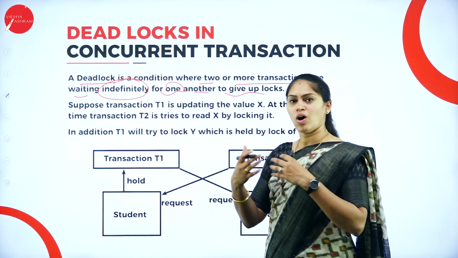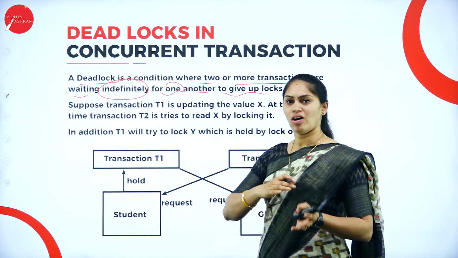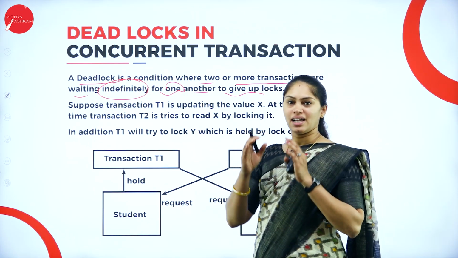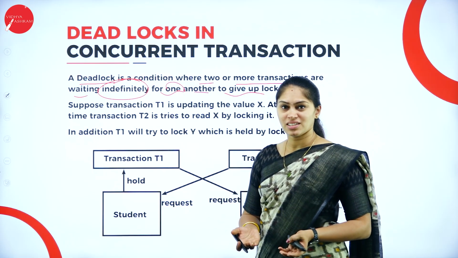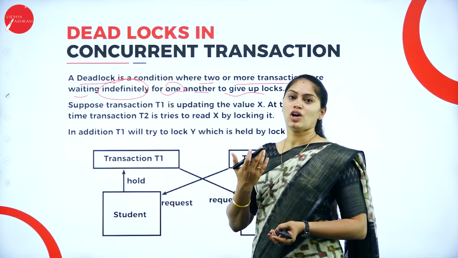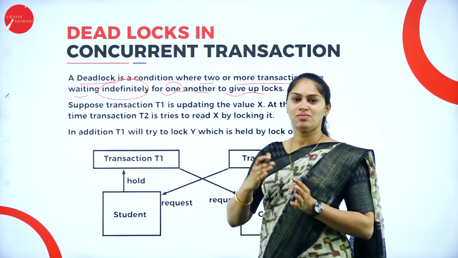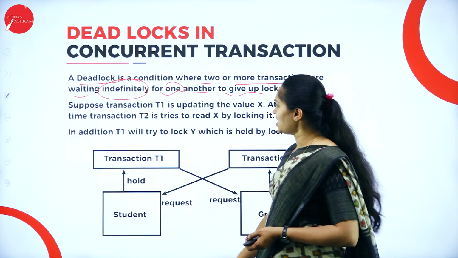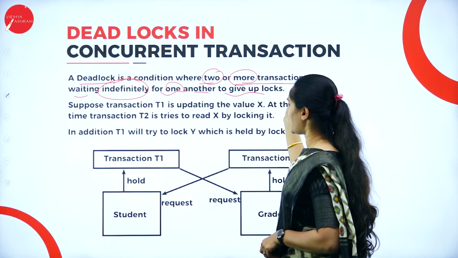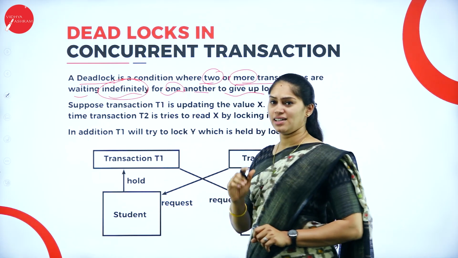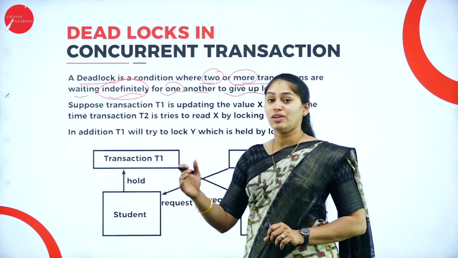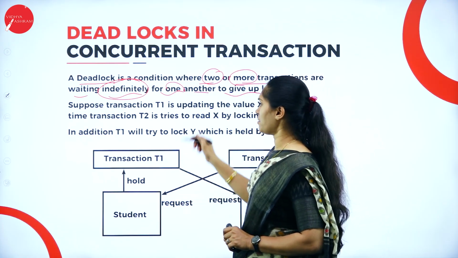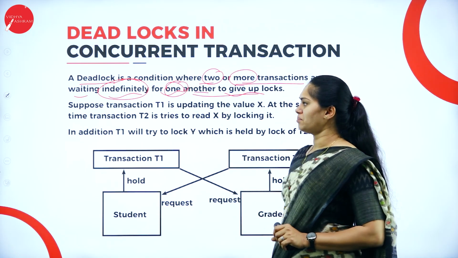So when all three transactions, T1, T2, T3, are waiting to access the same content at the same time, but none of the transactions is releasing or giving up those locks, then we can say that situation is a deadlock. It's a condition where two or more transactions are waiting indefinitely. I don't know at what time it will release, but they are holding it for a longer time, waiting for one another to give up the locks.